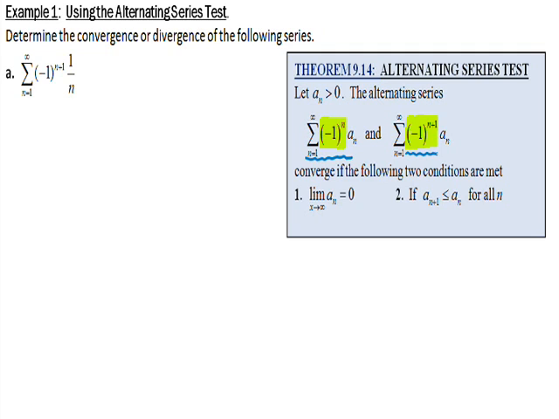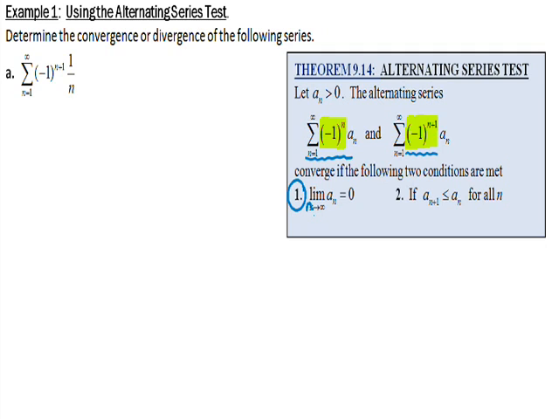All right. In example 1A, we're going to determine the convergence or divergence of this particular series. And you'll notice that all that needs to be met are simply two conditions. Number 1, the limit of the nth term as n approaches infinity should be 0, and there's a little bit of a typo in your notes. That x probably would make more sense as an n.